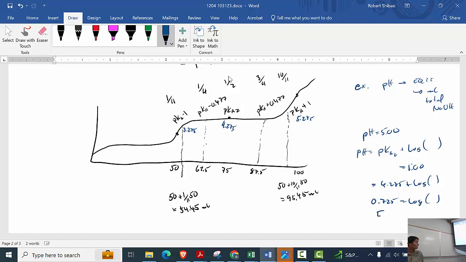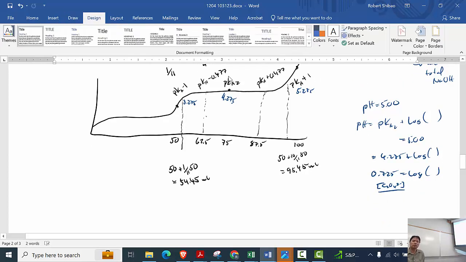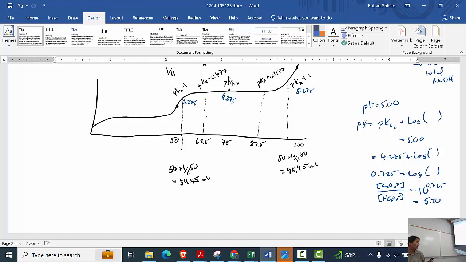And then I'll get the base to acid ratio. The base in this case is oxalate. The acid is hydrogen oxalate. And that's going to equal 10 to the 0.725, which is going to give us 5.308 over 1, basically.